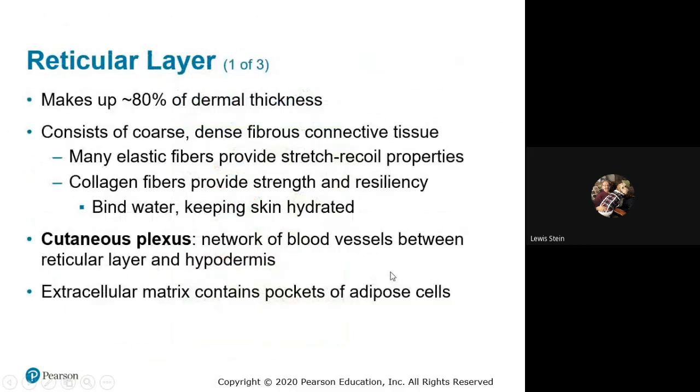I don't. Okay. The deeper dermis area, much thicker, lots of elasticity, lots of collagen fibers.